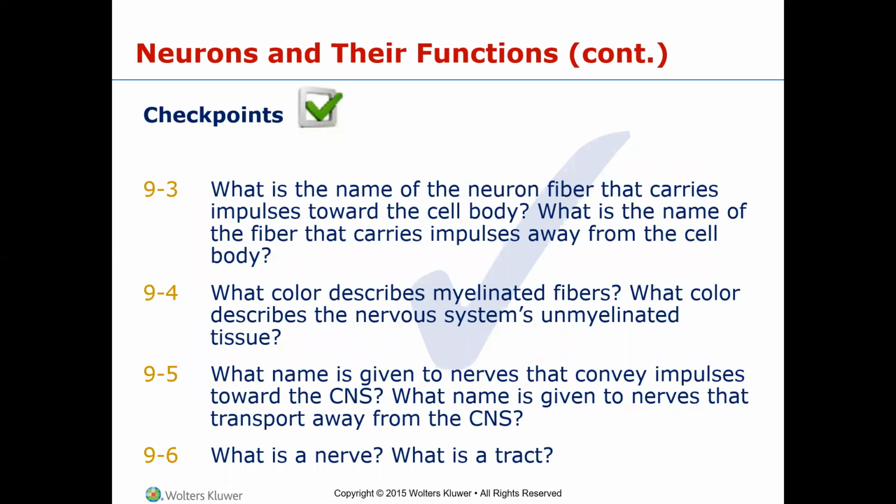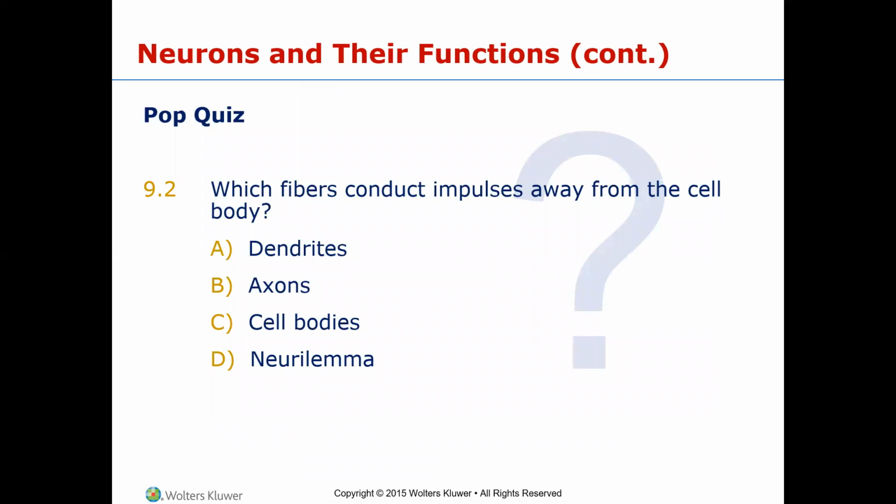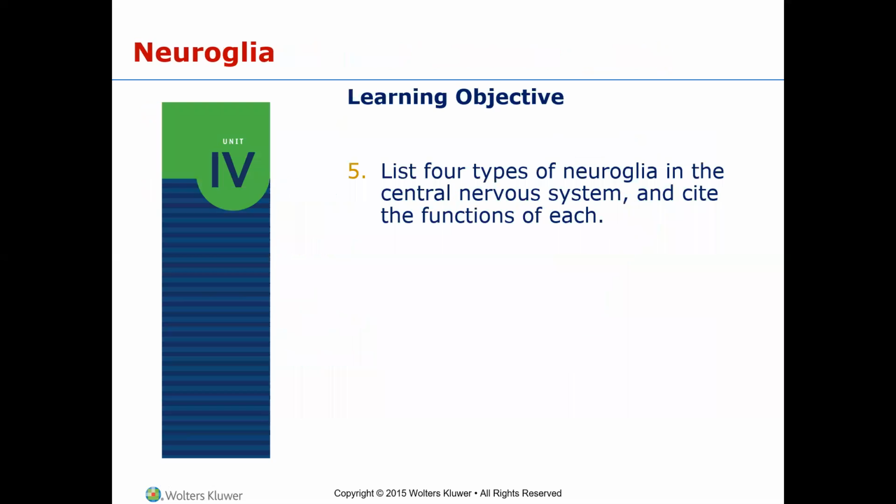Okay, so these are some of the checkpoints again that we've just concluded. And so just a pop quiz: which fibers conduct impulses away from the cell body? So away from the cell body would be axons. And then the neuroglia. There are 4 different types of neuroglia cells. These are in addition to the neuron. These are extra kinds of nervous tissue. And as I said, there are 4 different types, and they serve several different functions.